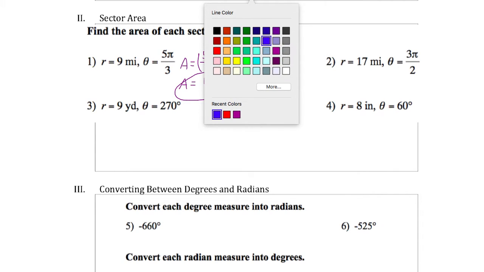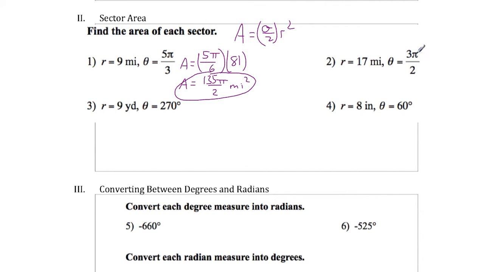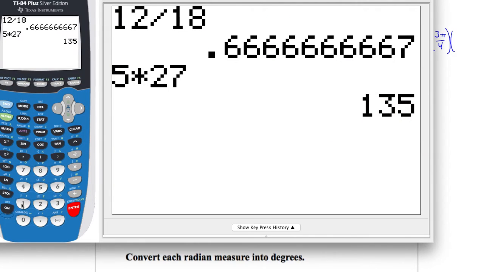Okay, number 2. Same deal. We are going to be taking theta, dividing it by 2, which is the same as multiplying it by 1/2. So area is equal to 3 pi over 2 times 1 over 2, which is 3 pi over 4, times r squared. R is 17, and 17 squared is 249.